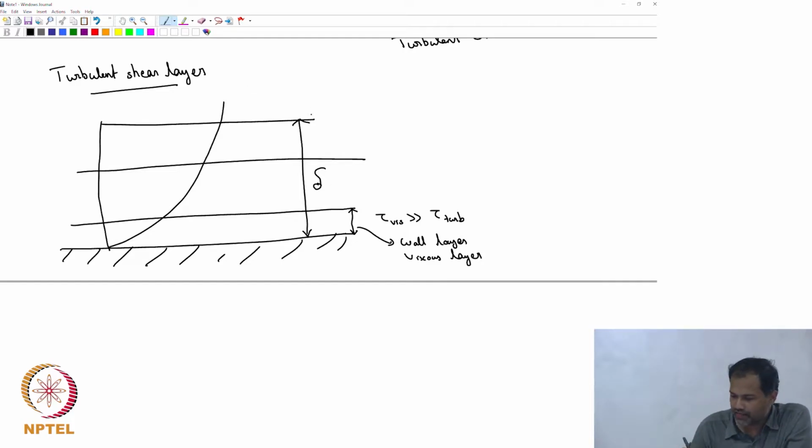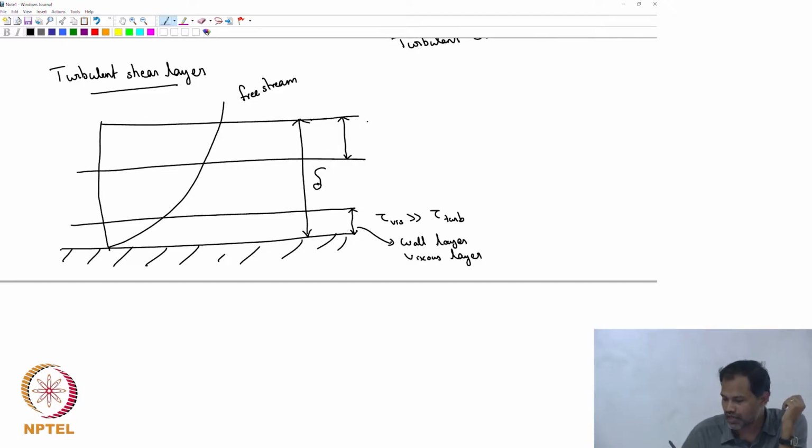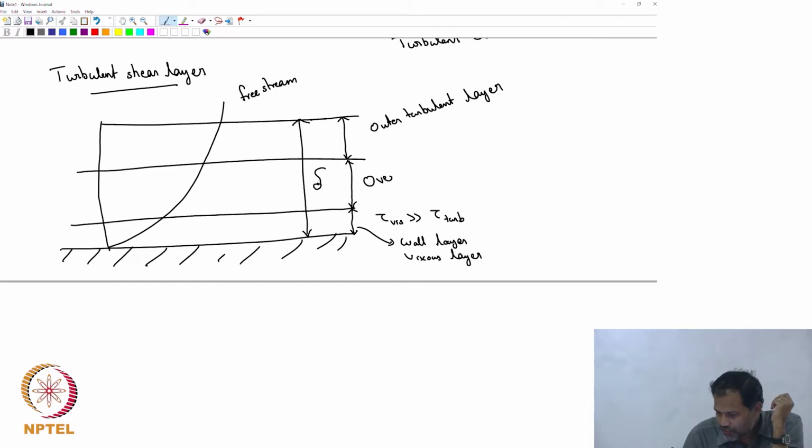Now, this is really the outside fluid, so let us call it a free stream. A free stream is basically that fluid which is not affected by the solid wall. The region between the free stream and a little bit inside is called the outer turbulent layer, and in between you call something the overlap layer.